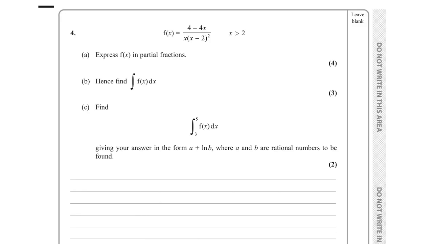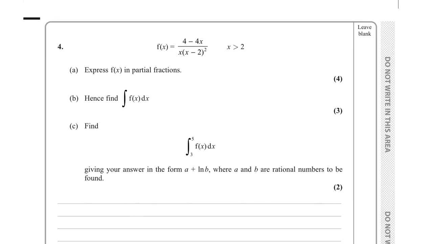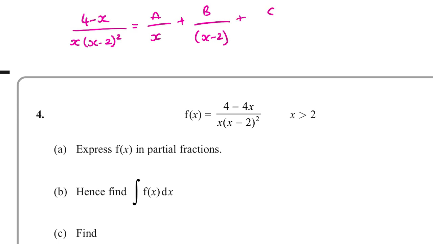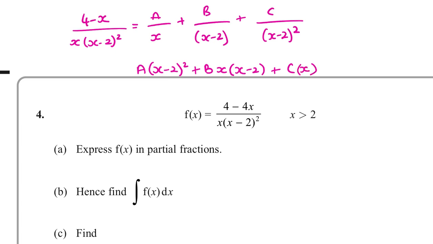Okay then, question 4. Okay, so nice and easy. We need to split the first one into partial fractions. So we know if we have 4 over x brackets x minus 2 all squared, remember, we're going to have a over x plus b over x minus 2, and then lastly plus c over x minus 2 all squared. So now we're going to have a lots of x minus 2 all squared plus b lots of x minus 2 plus c lots of x. So 4 minus 4x equals this.